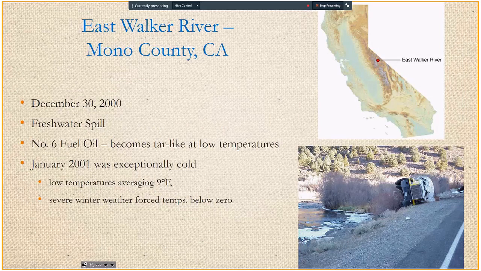So to move on from the marine, we're going to go into the freshwater scene here. The East Walker River spill that happened about here in Mineral County, Nevada, was about a 15-mile spill down the East Walker River, of fuel oil that was released by this truck that rolled. In most cases, it probably wouldn't have been that big of a problem, except that it was extremely cold. The environmental conditions at the time played a huge factor in how the oil was behaving. So it basically turned into tar and sank.